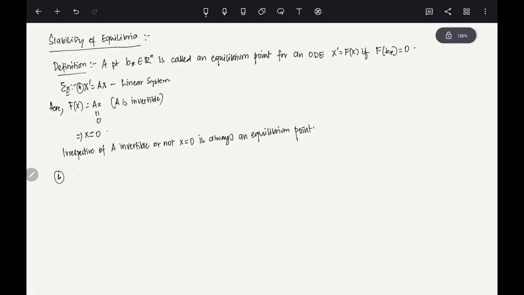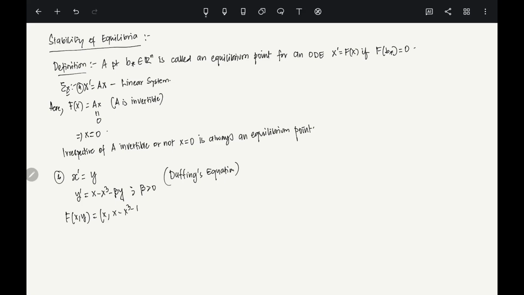Let's say x prime equals y and y prime equals x minus x cube minus beta y, and here we are assuming that beta is positive. This sort of equation is called Duffing's equation. For this equation, what is f of x, y? It is y, and x minus x cube minus beta y.